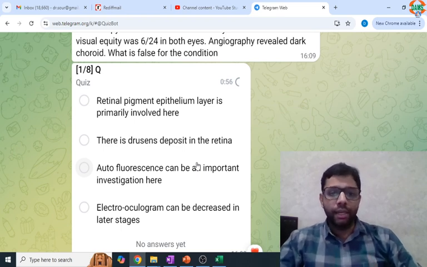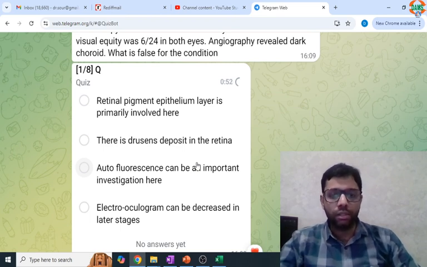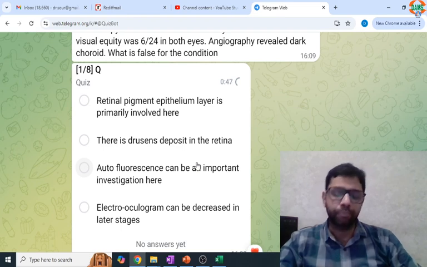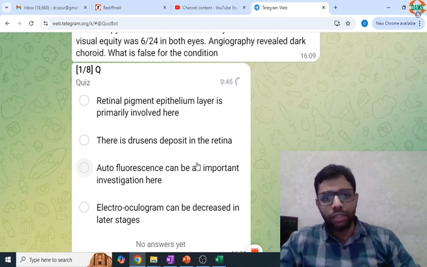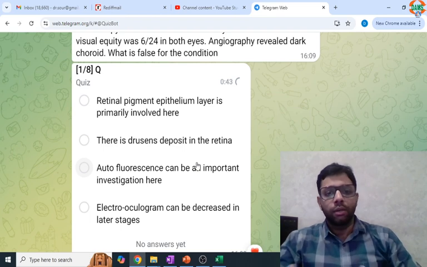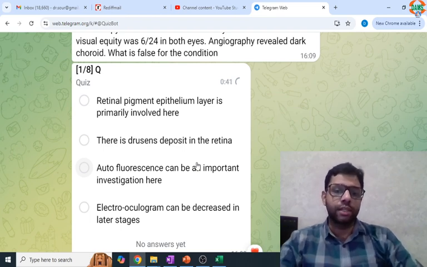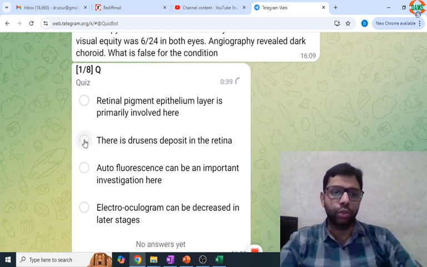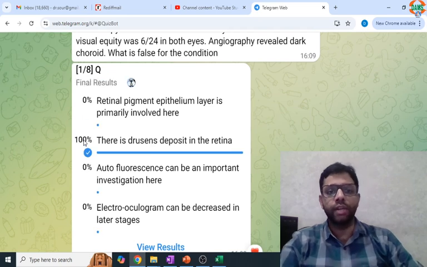Electrooculogram can be decreased in later stages. Yes, because the RPE layer is involved. In early stages, the electroretinogram, affecting the rods, cones and bipolar cells, is normal. Even in early stages, EOG is normal. But in later stages, EOG is decreased in Stargardt's. But drusen are not seen; that is seen in age-related macular degeneration.